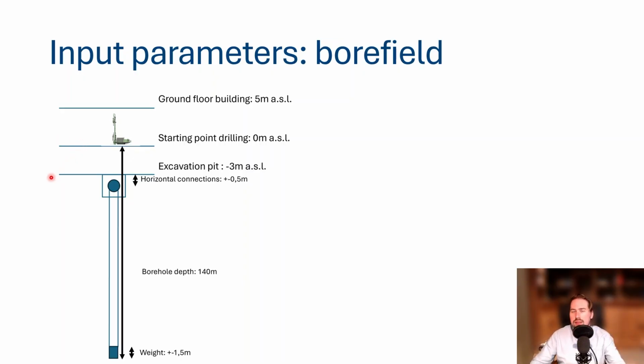And after the drilling was completed, the excavation pit was again lowered to minus 3 meters above sea level, so 3 meters below the sea level. And this is basically the floor of the cellar. So it's the lowest level of our construction. And below this, half meter below this, our horizontal connections were created. But basically we're drilling at 0 meters above sea level. And our drilling depth was 140 meters. We install our single DN32 probe in it with a weight that has a length on its own of 1.5 meters.